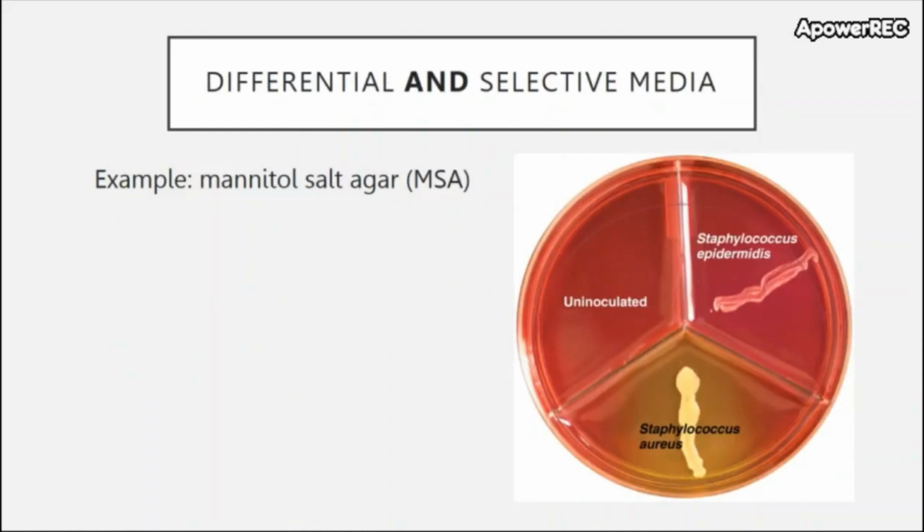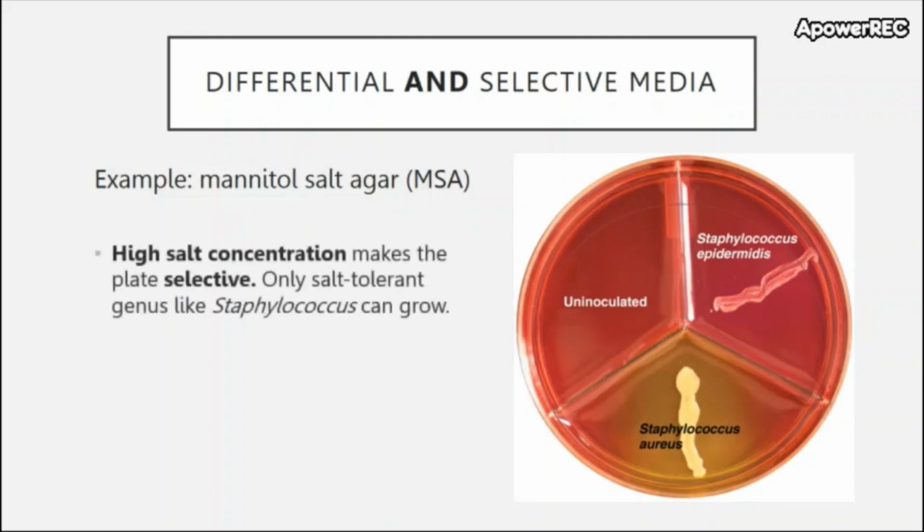This is an example of a media that can do both. So it's multitasking here. This is a differential and selective media. This is mannitol salt agar, also known as MSA. First, there's a high salt concentration which makes the plate selective. Only salt-tolerant genuses like Staphylococcus will be able to grow here. Staphylococcus is an organism that's present on your skin, and you imagine your skin has a lot of salt, so we can get Staphylococcus to grow on this plate.